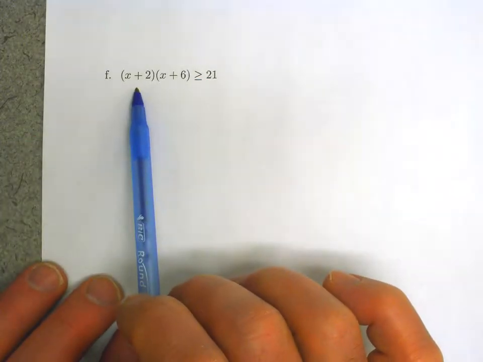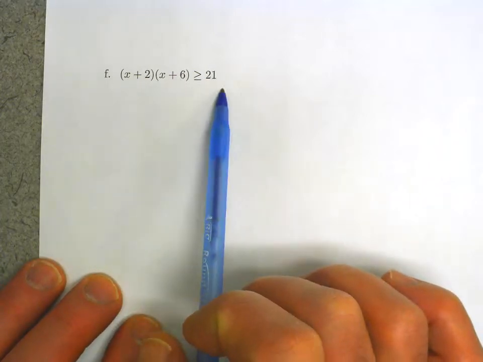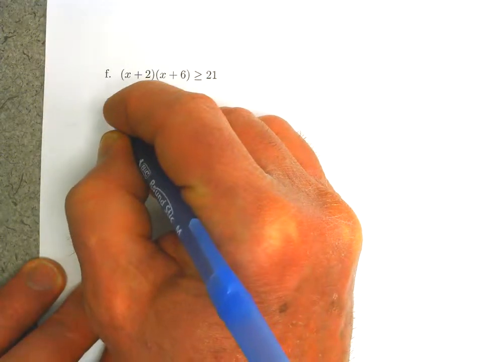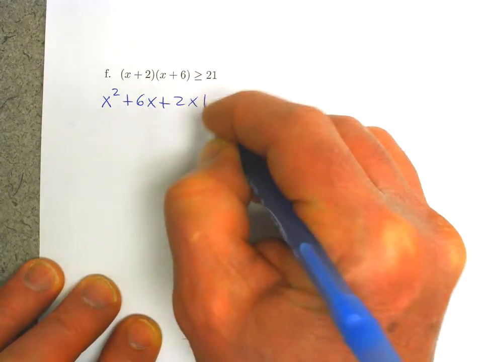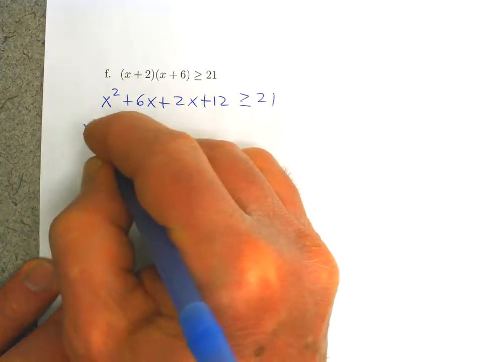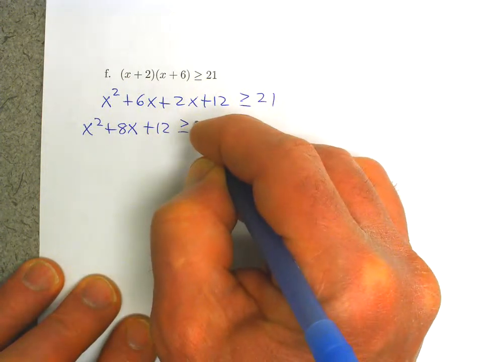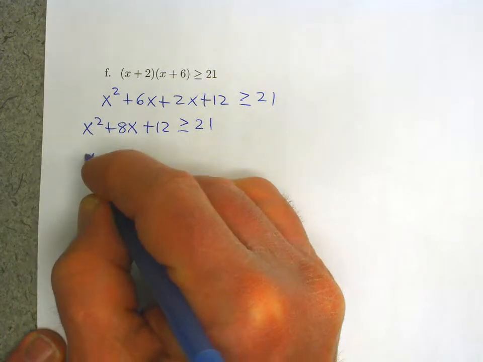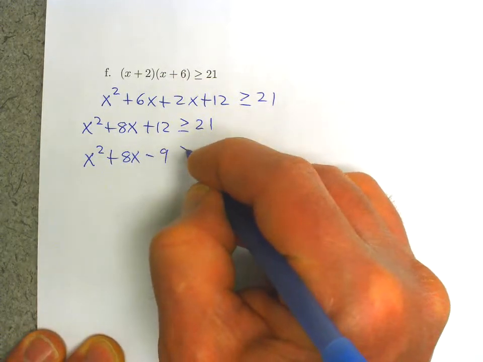So this time we have (x plus 2) times (x plus 6) greater than or equal to 21. So what we should do on this one, multiply the two binomials. So we get x squared plus 6x plus 2x plus 12 greater than or equal to 21. And then combine like terms, x squared plus 8x plus 12 is greater than or equal to 21. And then subtract 21 from both sides. So we get x squared plus 8x minus 9 is greater than or equal to 0.